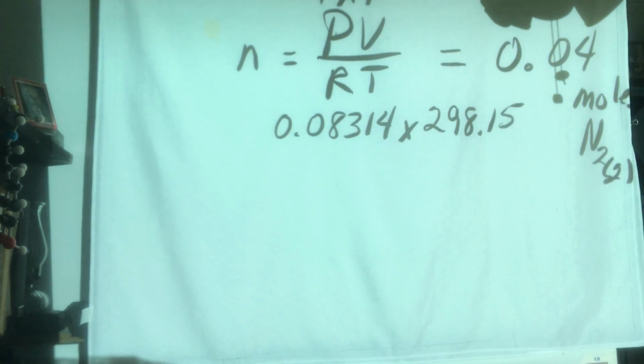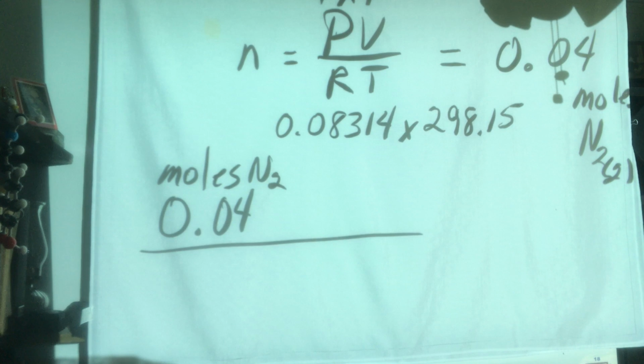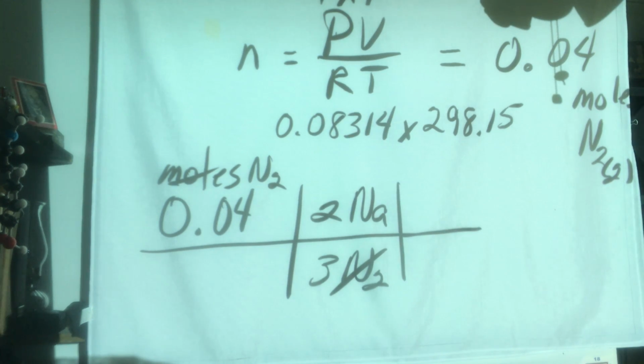Okay, so now that we have the moles of nitrogen gas, we can go 0.04 moles of nitrogen gas. And we want to get over to the sodium metal, so we're going to use the molar ratio from the balanced equation of 3 moles of nitrogen gas to 2 moles of sodium metal. We will cancel the moles of nitrogen gas, and we are now in moles of sodium metal. We look at the periodic table. We're going to write 1 sodium is 22.99 grams per mole.